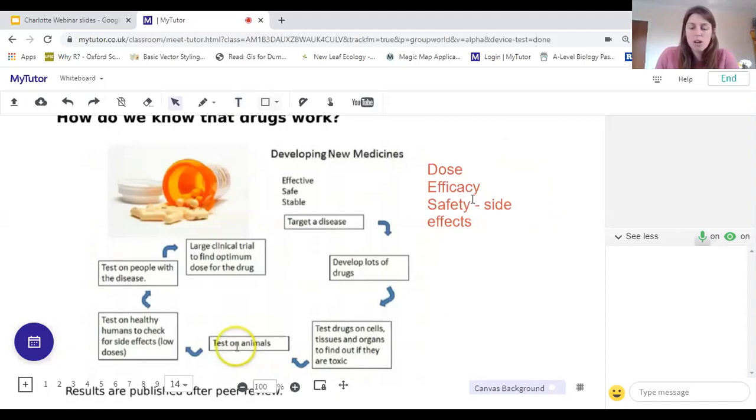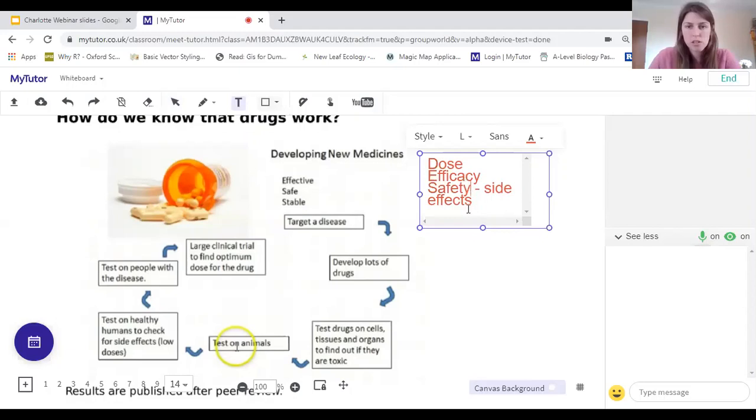So we want to know, does it actually work? Efficacy means whether it's effective. So does it actually work against the disease? We want to know what dose we need to use to do that safely. And we want to know if it's safe. Does it have any side effects? Toxicity, that's the word, rather than safety.